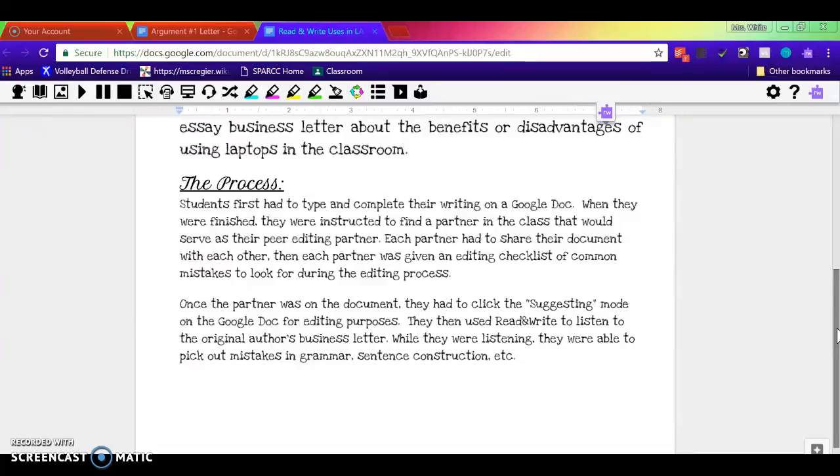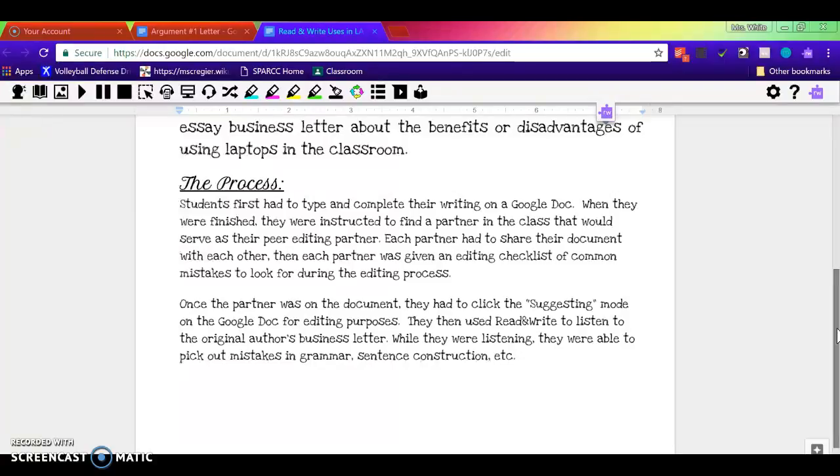So then when they were finished, they were instructed to find a partner in the class that would serve as their peer editing partner. Each partner had to share their document with each other, and then each partner was given an editing checklist of common mistakes to look for during the editing process.